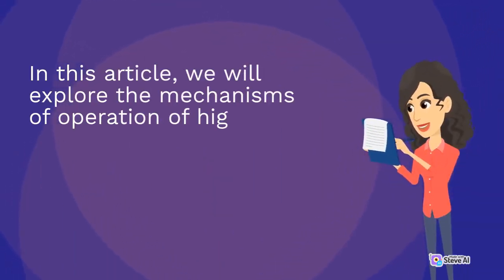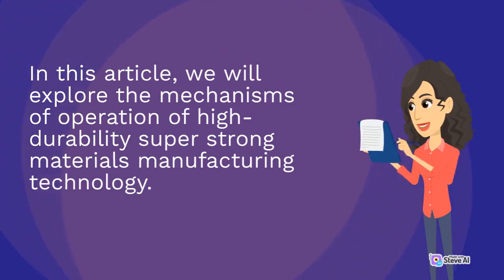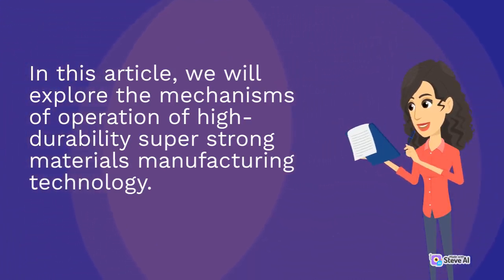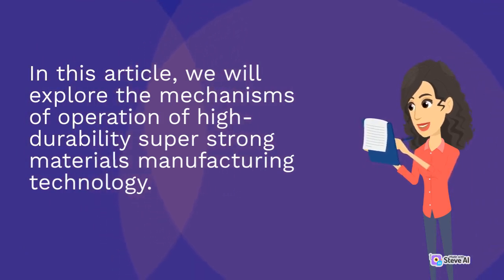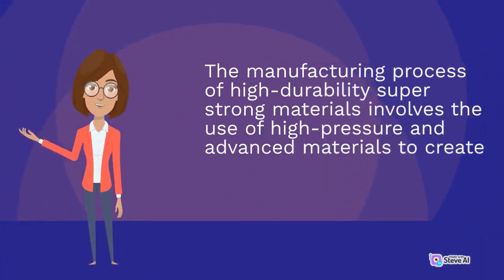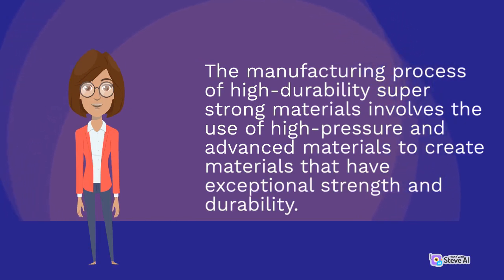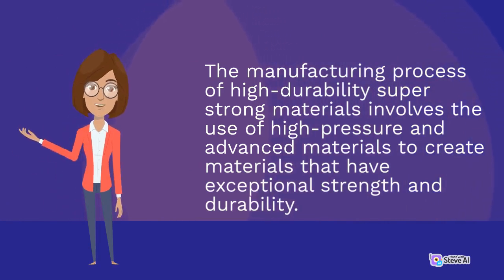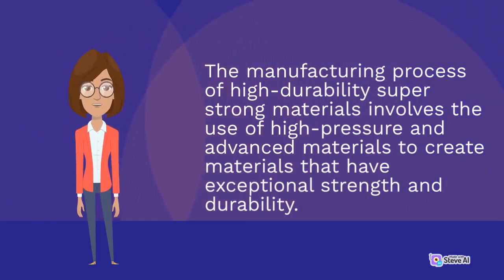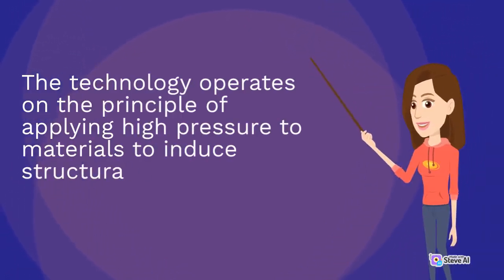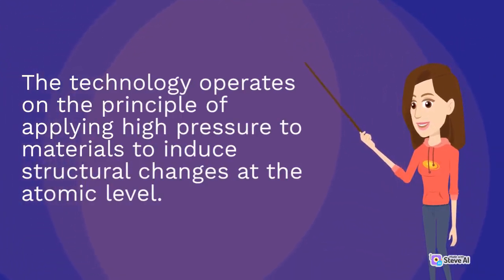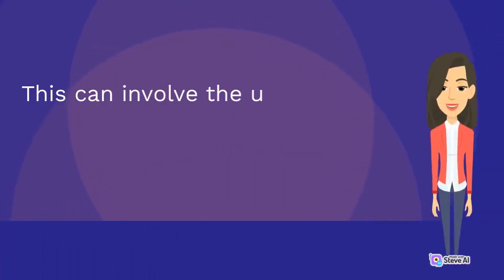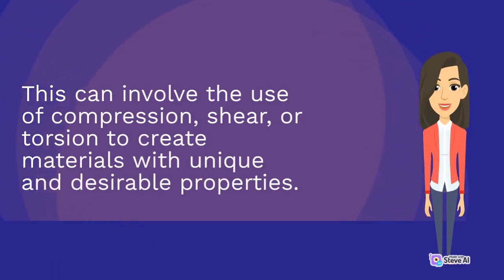In this article, we will explore the mechanisms of operation of high durability super strong materials manufacturing technology. The manufacturing process involves the use of high pressure and advanced materials to create materials that have exceptional strength and durability. The technology operates on the principle of applying high pressure to materials to induce structural changes at the atomic level. This can involve the use of compression, shear, or torsion to create materials with unique and desirable properties.